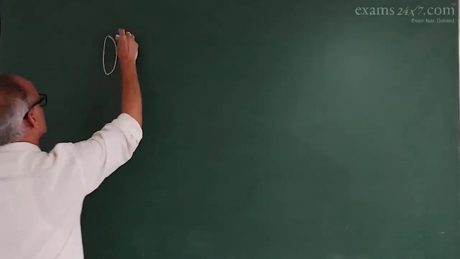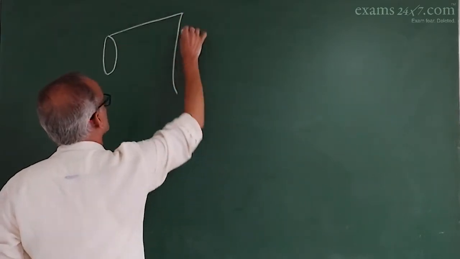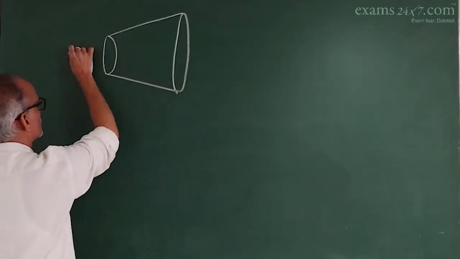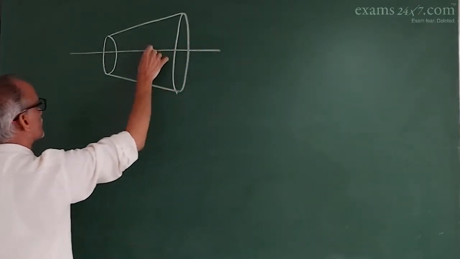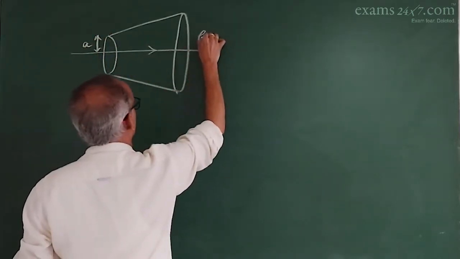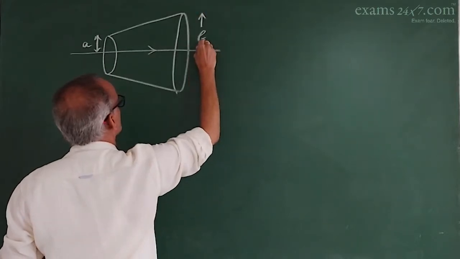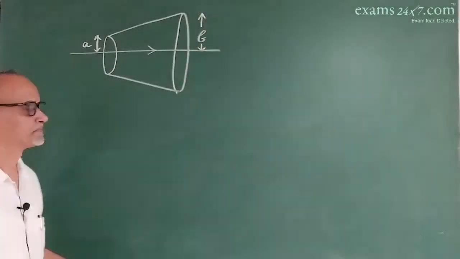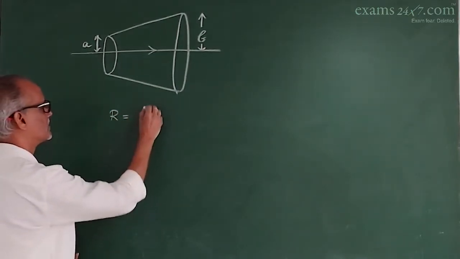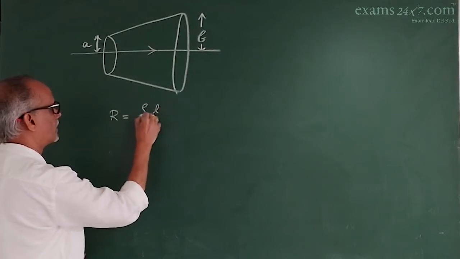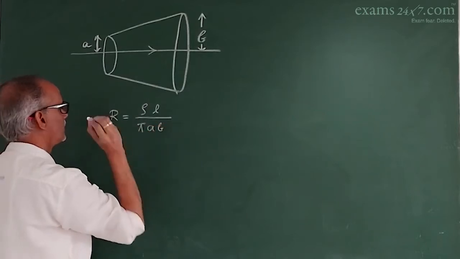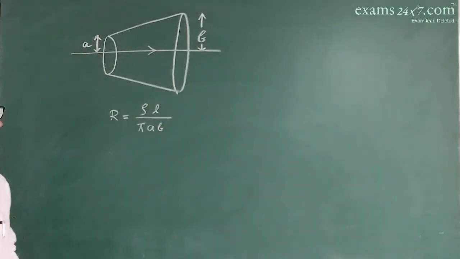Now, what if the material has different area of cross section and there is a direction of flow of current? Let me take A as the radius of cross section at one end, and B as the radius of cross section at the other. Then the resistance of this kind of material R is equal to rho L by pi into the product of the two radii, which is A into B.